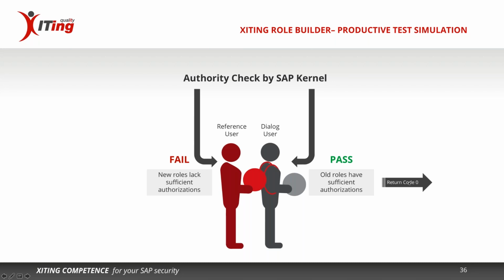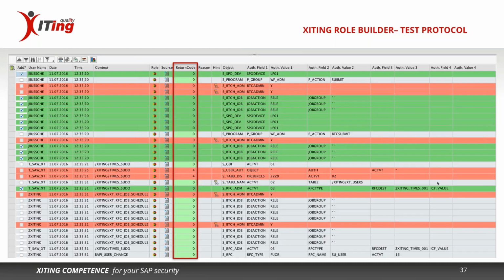And so ultimately that results in a return code 0 on the back end that we can scoop up and look at. So we see a list of all the return codes, and the ones again that we are focused on are return code 0s, because those mean there is something missing in those new roles that we have assigned to the reference user that is in the old roles.